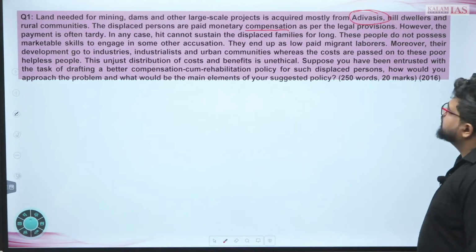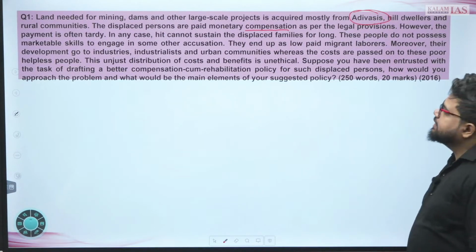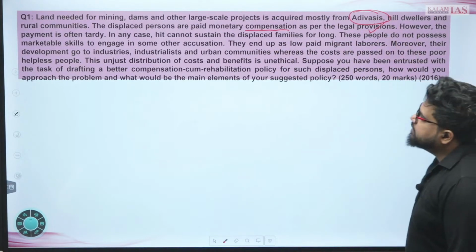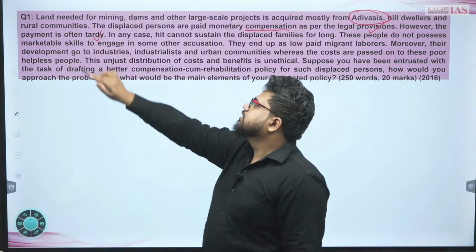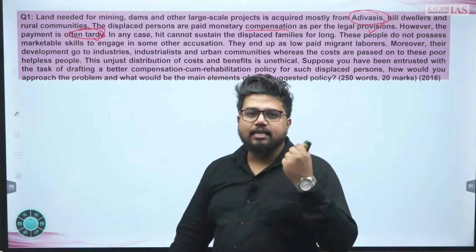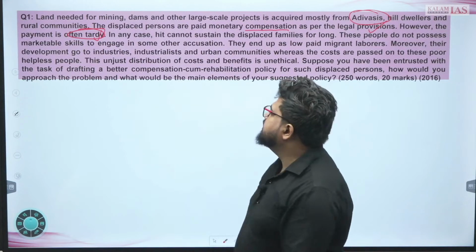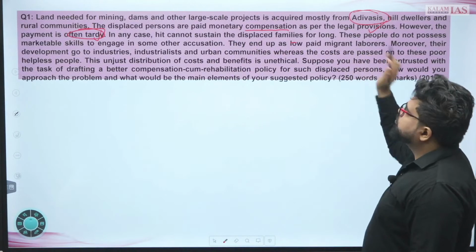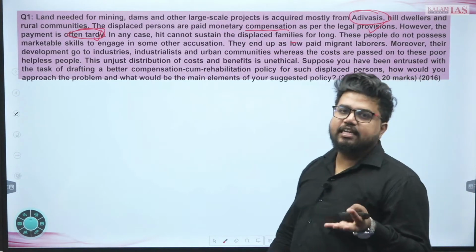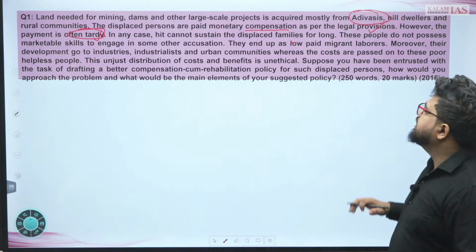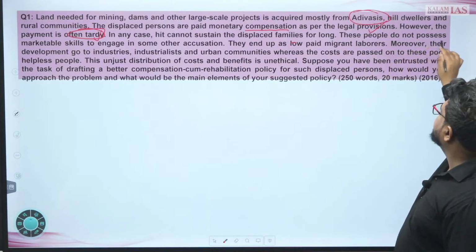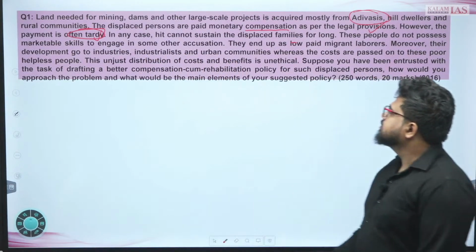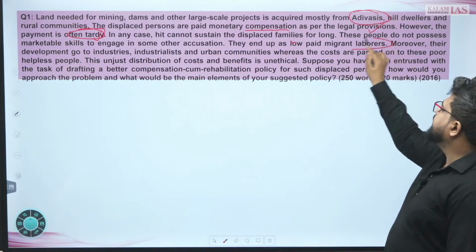Stakeholders you can think of: Adivasis, from whom the land is taken up. Now, monetary compensation is given as per legal provisions. However, the payment is often tardy. So we have an issue identified here, that is tardy monetary payments when acquiring the land. In any case, it cannot sustain the displaced families for long. So whatever money is given to them is not enough to sustain these families. These people do not possess marketable skills to engage in some other occupation. They end up as low paid migrant laborers.